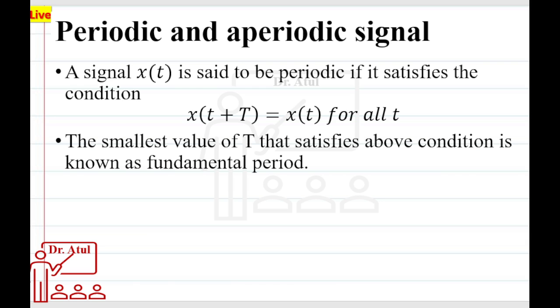You can see that if we add some time interval to the signal, then after some time interval the signal becomes the original signal again. The original information of the signal comes back again. That is the period of the signal. This time is called the fundamental period of the signal.